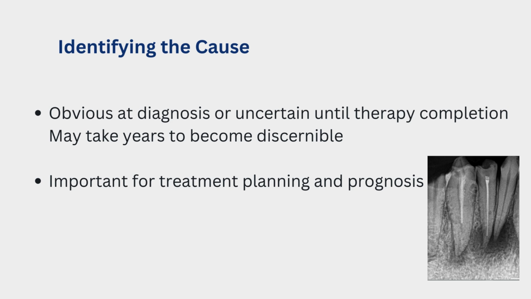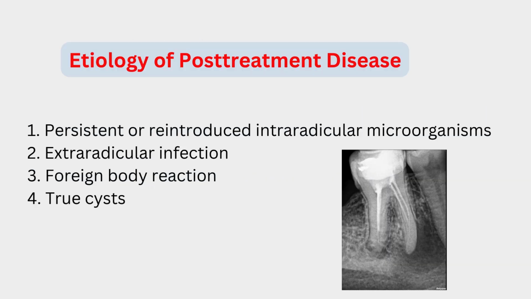However, the most important factors for clinicians are those related to treatment planning and determining the prognosis to ensure the best outcomes for our patients. To treatment plan effectively, the clinician may place the etiologic factors into 4 groups. Persistent or reintroduced intraradicular microorganisms, extraradicular infection, foreign body reaction, true cysts.